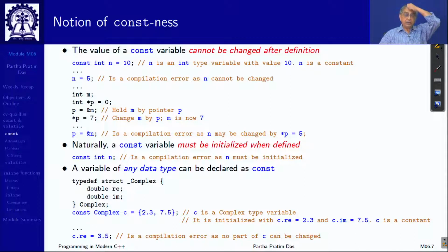So, naturally a constant variable must be initialized when defined, because otherwise you cannot change them, and variable of any data type can be a constant. So, we have given an example of the complex number variable. So, here you can see that I am saying this is const and initialized it, which respectively initializes the two components, but then if I want to change any component separately, I will get a compilation error because C is a const. No component can be changed. That is the basic idea of const-ness.